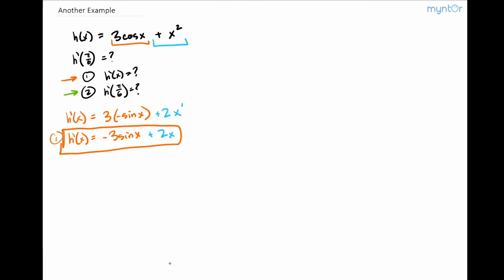For part 2, what is h prime at pi over 6? H prime at pi over 6 is just going to be equal to negative 3 times the sine of pi over 6 plus 2 times pi over 6.